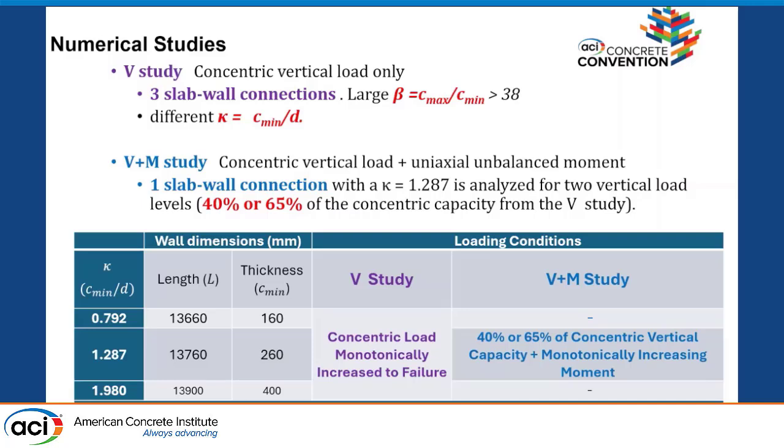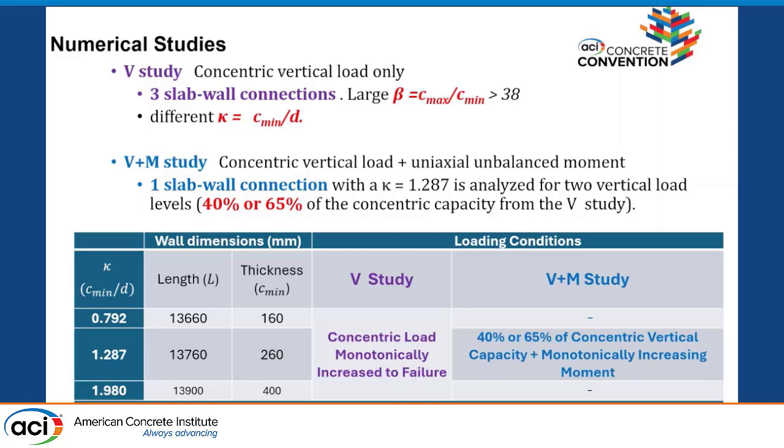We actually did a lot of this analysis. I'm just showing 3 cases here in this presentation, and the behavior of these connections is governed by 2 parameters: beta, which is the aspect ratio, the maximum size of the wall versus the minimum cross-sectional dimension of the wall, and also the parameter kappa, which is the minimum dimension of the wall versus d, the effective depth of the slab. So basically the thin wall or the thicker wall with respect to the thickness of the slab.